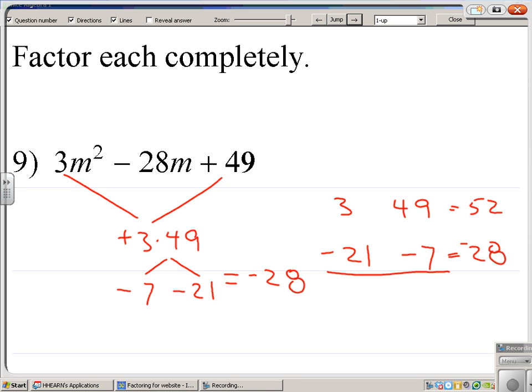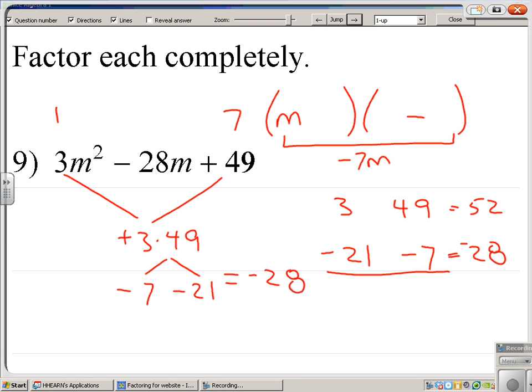No doubt which I would select, not that you couldn't use 21 or negative 21. I would choose negative 7, because the only way I'm going to get 7 is with a 1 and a 7. So negative 7m is what I'm going to set my outside product to be. I'm using a 1 from the 3 and a 7 from the 49. 1m, and I need a minus 7 to set my outside product.